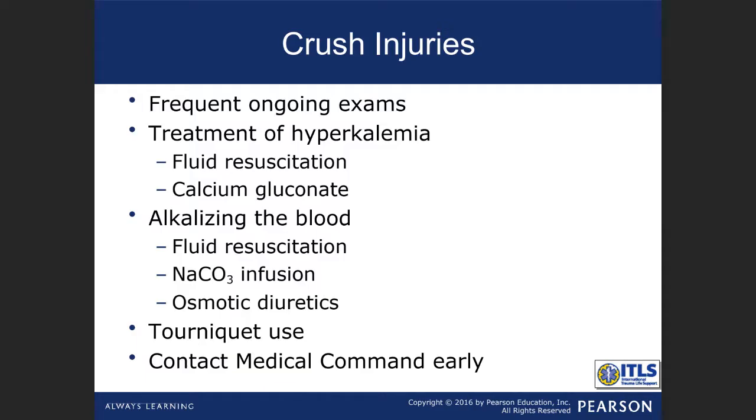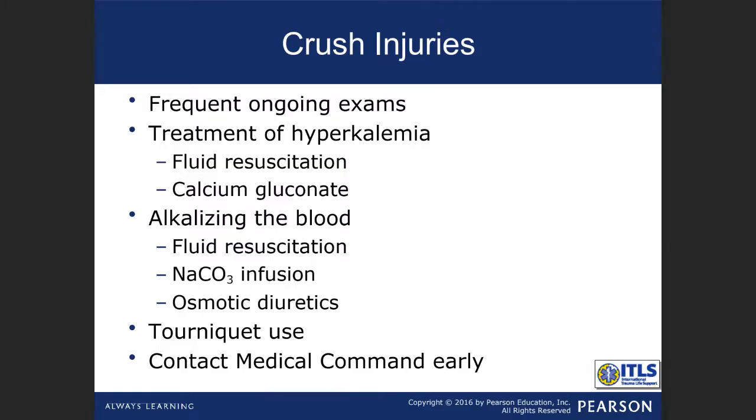So hyperkalemia is going to occur as the muscles break down. There's a high level of potassium inside of the cell. So when the cell breaks down, that leaks out into the blood and causes significant complications with the heart. The patient is going to need fluid resuscitation. They're going to need calcium gluconate or medication to cause the potassium to flow back where it needs to go. They're going to need alkalizing of the blood because they're going to have acidosis.